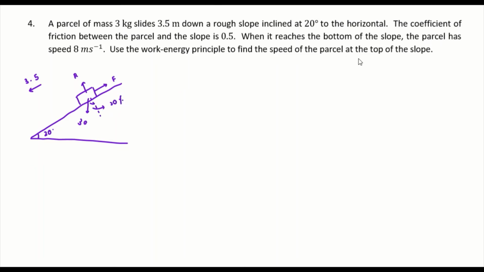Okay, so when it reaches the bottom of the slope, the parcel has a speed of 8 meter per second. So which means the v is 8. So the question wants us to find the speed of the parcel at the top of the slope, which is u. Okay, so for this question, you have a friction. So that's why you have a non-conservative force here. And if you can recall, the work done against, because this is the friction, will be equal to the change in KE plus the change in GPE. Okay, so in this case, you realize here that there's only one force that goes against.